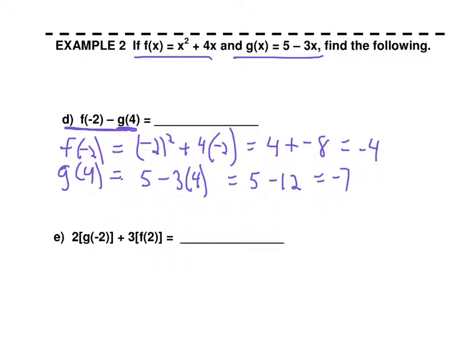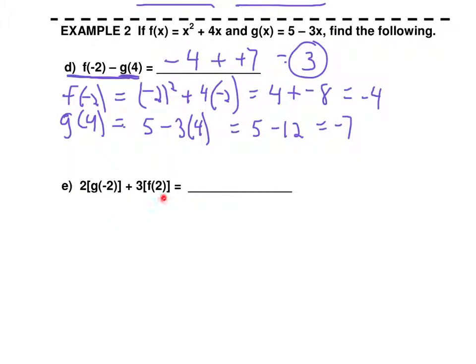Then it's telling me here to subtract. So I'm going to take a negative 4 and then subtract a negative 7. Keep change, and I end up with a positive 3. All right, let's try the next one.